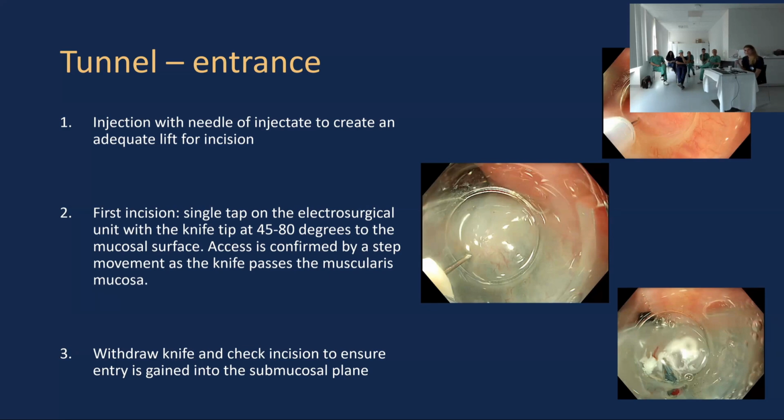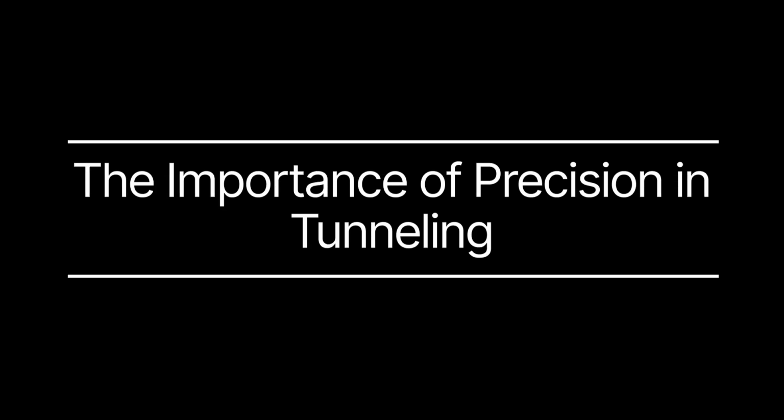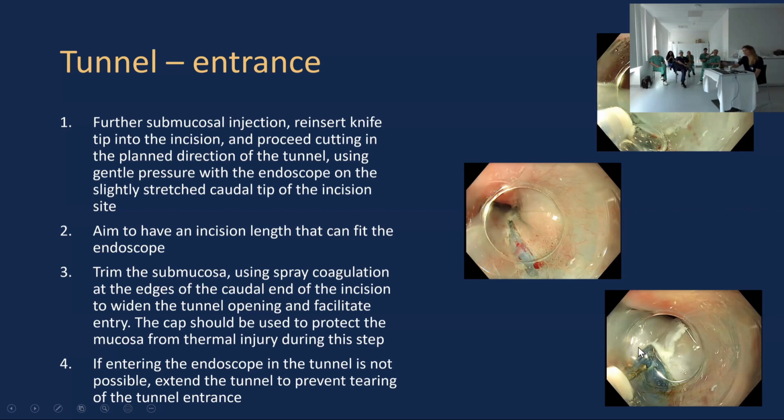So we first make a bleb, a submucosal bleb with our needle, and then in the part that is most lifted, we make a first incision with our knife. This is really, I think, one of the most difficult parts of creating a tunnel: getting into the tunnel. You need to be very careful not to touch the sides of your entrance, because you don't want to damage the tunnel entry, because you want a nice closure at the end of your procedure. So you really need to be very careful.